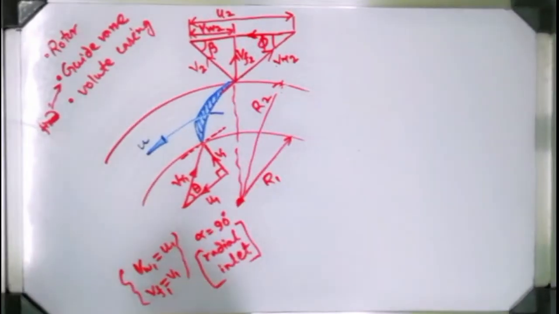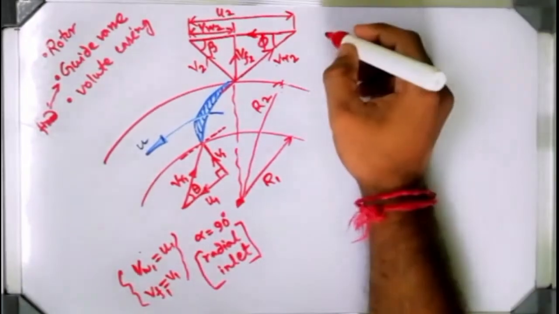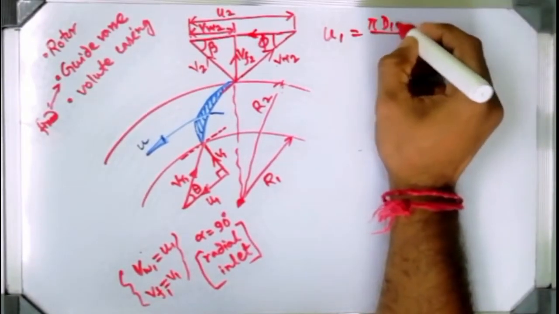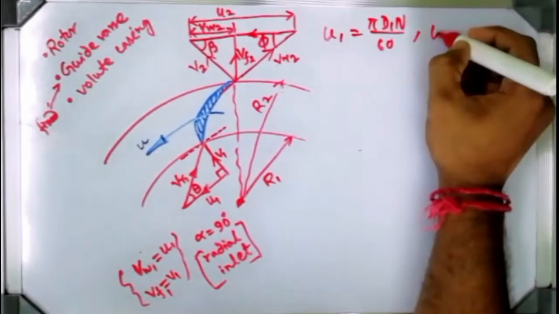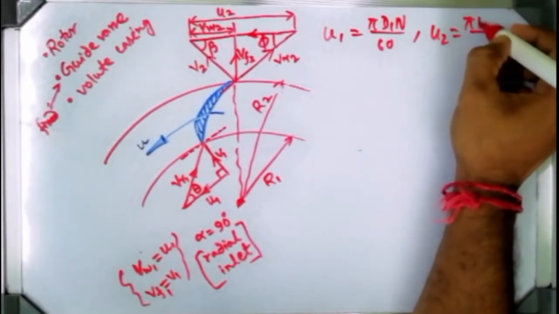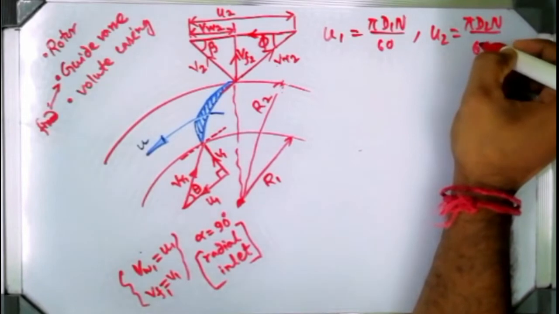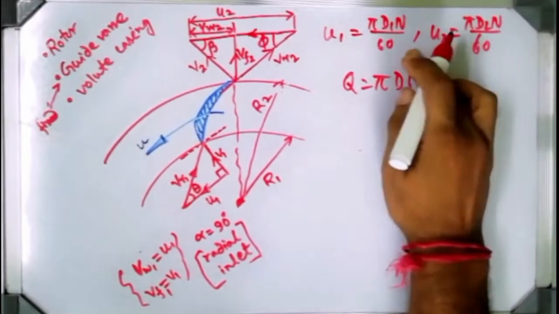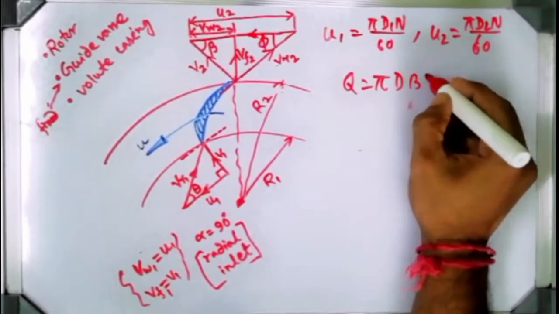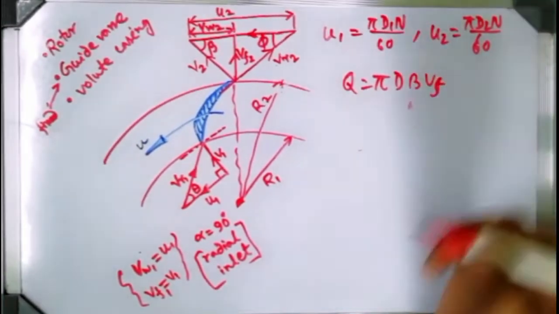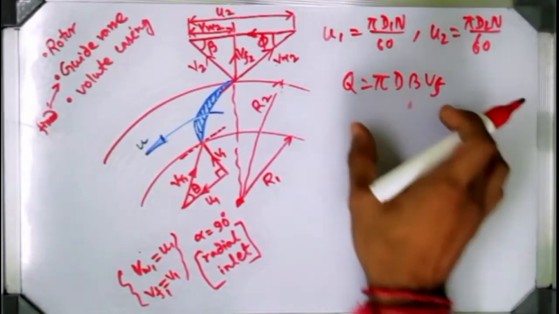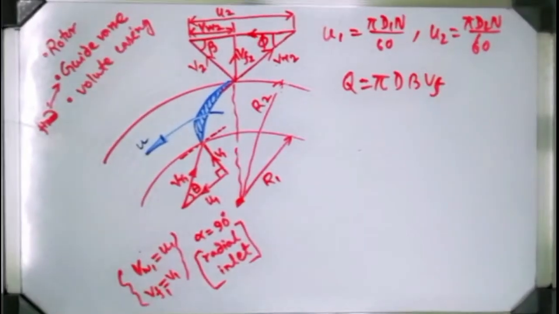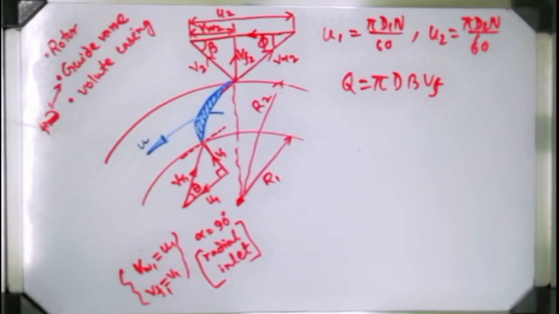The same formulas I can use over here: u1 is nothing but pi d1 n by 60, and similarly u2 is pi d2 n by 60. Those formulas you can use, or Q equals pi d b vf. This formula also you can use. You have used this formula in the case of the Francis turbine. Here also you can use this kind of formula. They are very well known to us.